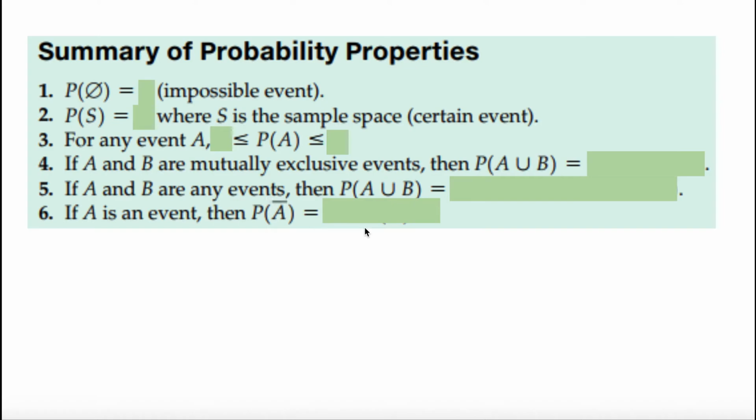Okay, so let's summarize the probability properties that we learned in chapter 9, section 1. Okay, I will give you some time to consider what goes in this darker green color.